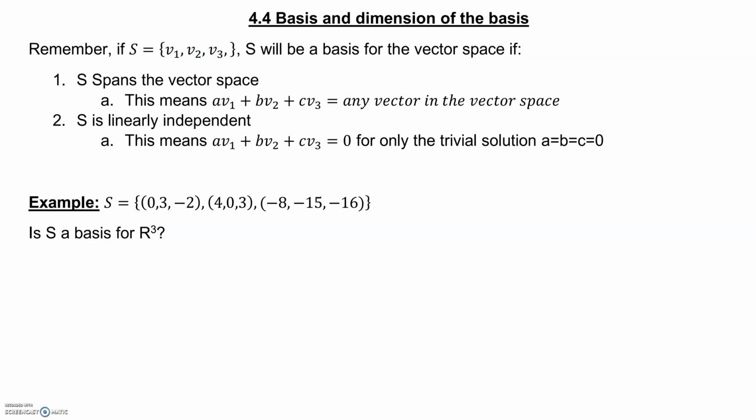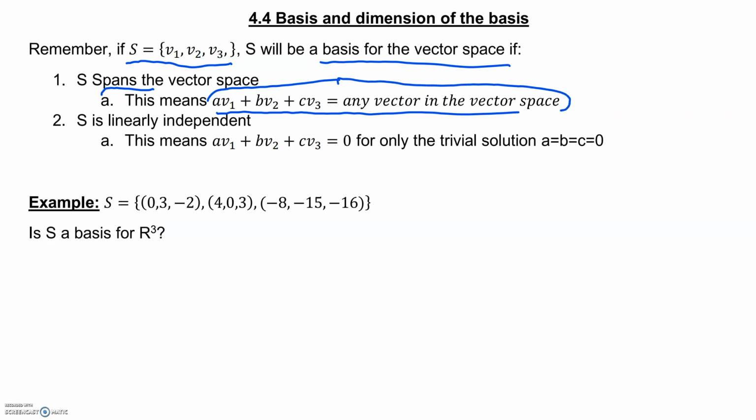So remember, if this is vector S, this is our supposed basis, right? It will be a basis if it spans the vector space, which means any vector in the vector space can be written as a linear combination of those vectors. And also that supposed basis that we hope is linearly independent, which means the only solution would be the trivial one.